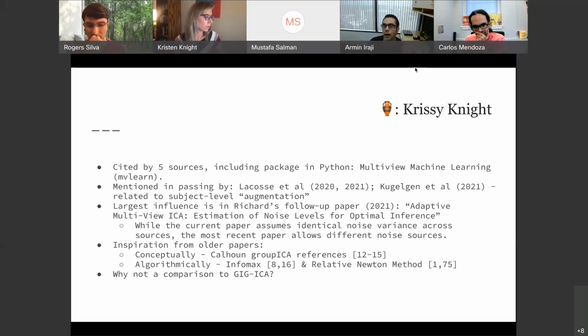So what I'm trying to understand is, if my understanding is correct, what's the benefit of doing this rather than getting the group level result and then trying to estimate the subject level or data set level specific components, like what the Gig ICA is doing?